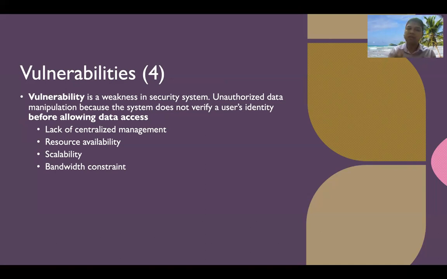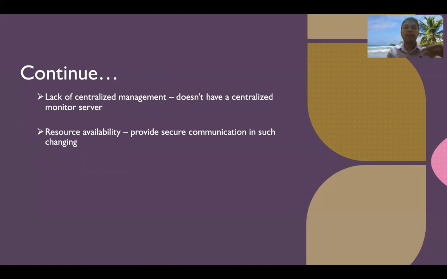The second one is resource availability, scalability, and bandwidth constraint. Vulnerabilities have been found, and we go one by one. What is lack of centralized management? It means that we do not have a centralized monitor server, so we cannot monitor all the sources. The second one is resource availability. We need to provide secure communication when exchanging information.